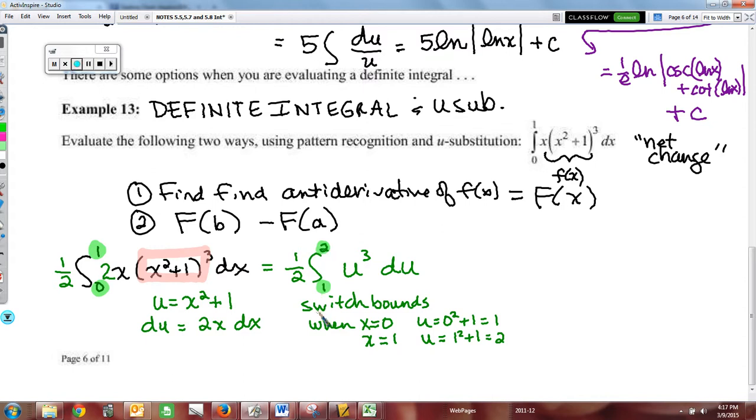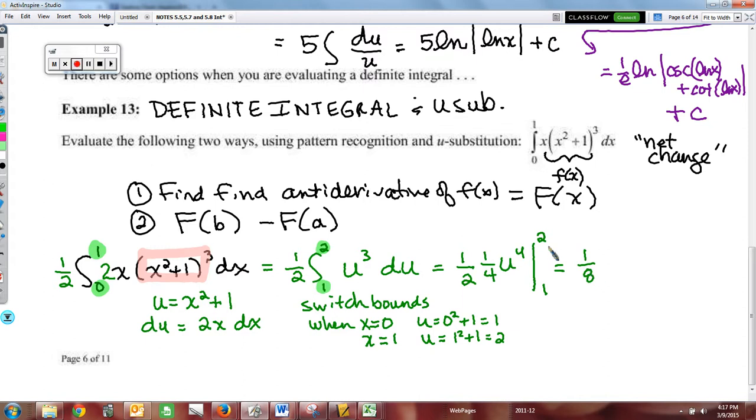Now the nice thing about definite integrals is when I actually now do the integration, I add 1 to my power and then divide by the 4, or multiply by 1/4. I show that I'm doing a definite integral by evaluating this at 1 to 2. Now notice that these are still u's. I could switch back to x's and switch my bounds back to x's, but you actually don't need to. I'm in u's and these are u's, so I'm just going to go ahead and calculate my net change.